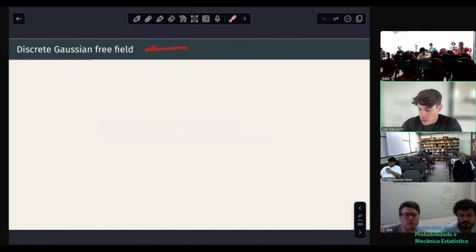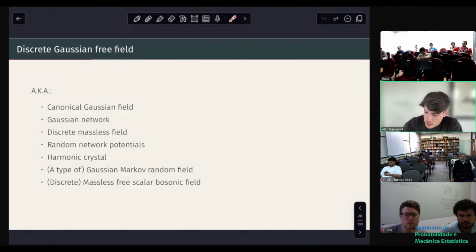Now, let me remind you of the discrete Gaussian free field, which is one of the most well-known systems in statistical mechanics. It is also known by any of these other names. Maybe some of you might be familiar with other naming for it. In particular, observe this one, massless free scalar bosonic field, and bosonic because, well, this word will be important in a couple of slides. But basically, this is the easiest field that physicists study in general.